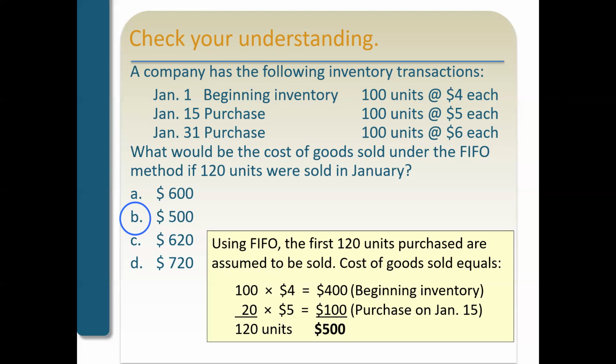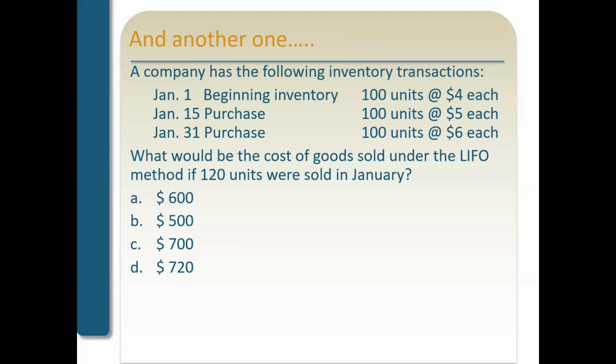If it was LIFO, I'm just trying to make sure I understand. We would take the newest 100 units at $6, the most recent purchases, and then basically we'll take the end of it. Exactly. So let's do that one. This one says, what would be the cost of goods sold using LIFO?